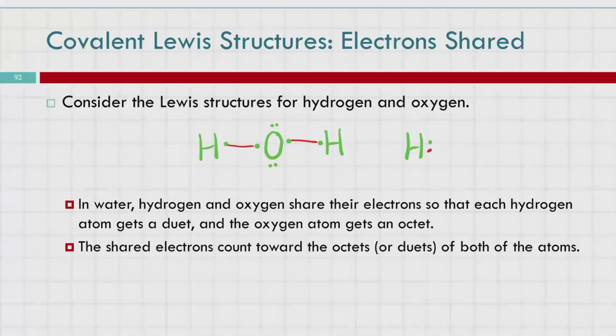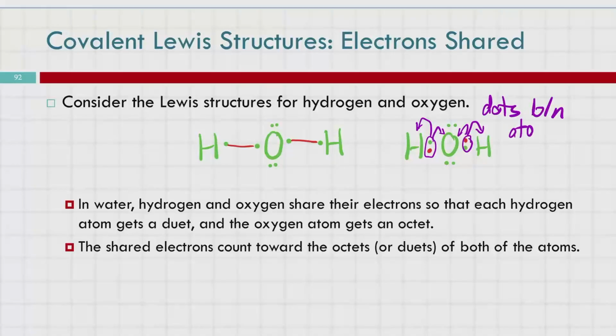We'll do hydrogen's electrons in red. One way that we can do Lewis dot structures is like this. So we've got a pair of dots between hydrogen and oxygen. Those count towards both octets. So dots between atoms count for both.